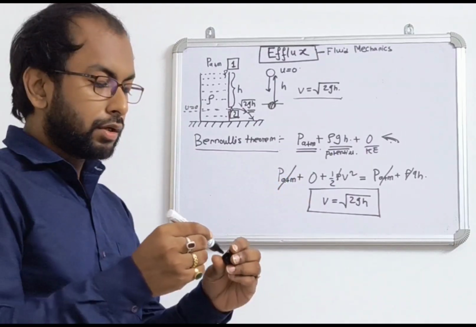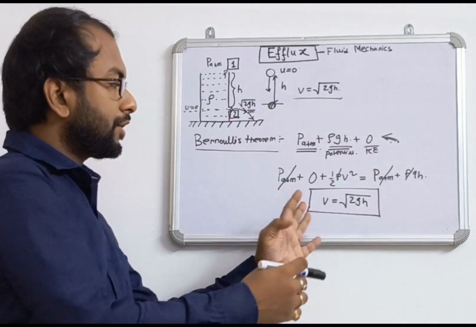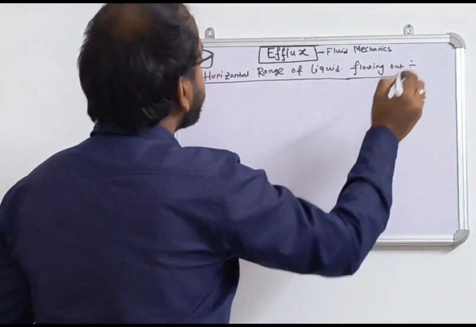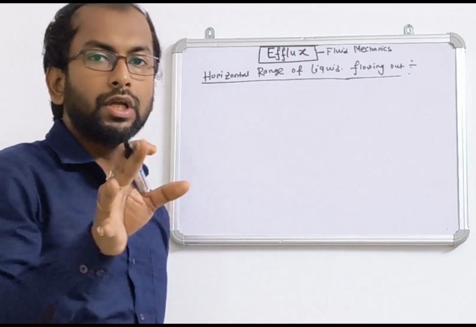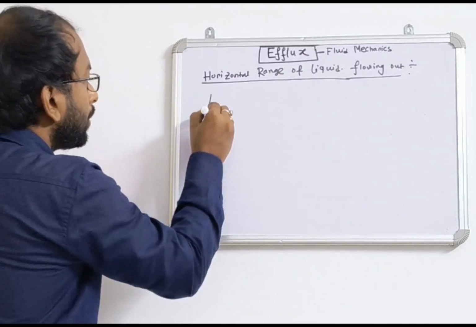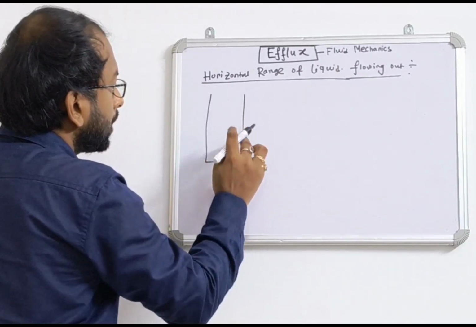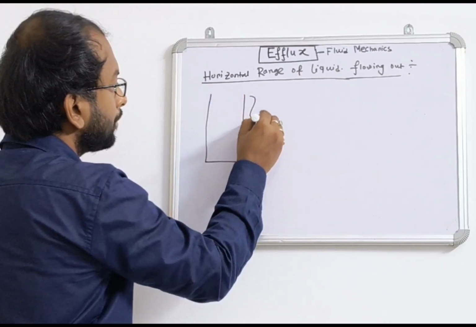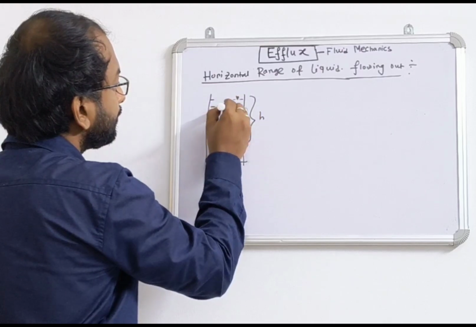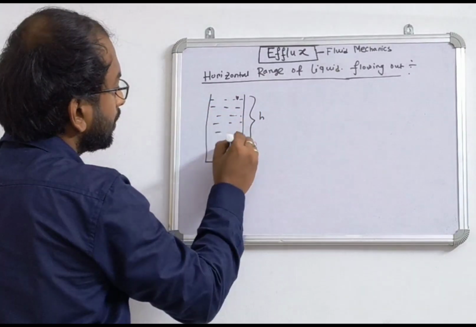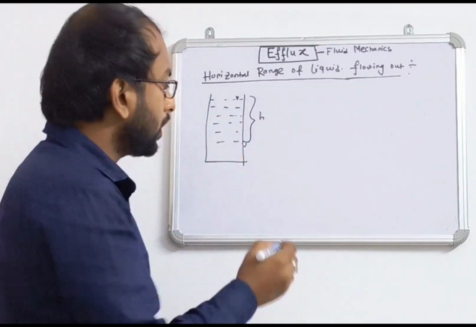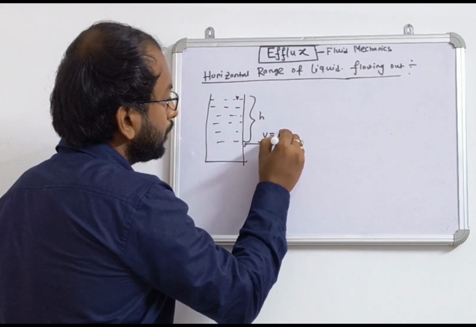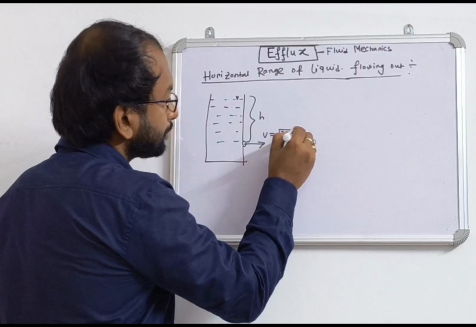Now we will go to another concept. The velocity of efflux is well known, that is root over of 2gh. Now we will discuss the horizontal range of the liquid coming out. We will again draw one container which has an orifice here at the depth of h from the surface of the liquid. Now what is the velocity of efflux? At depth h, the velocity is root over of 2gh.